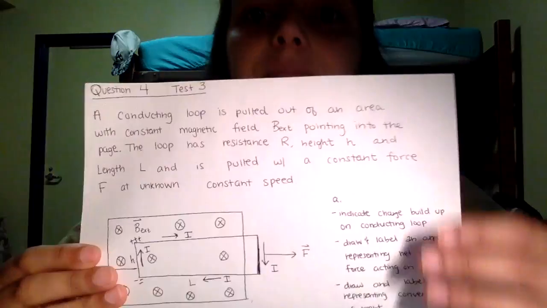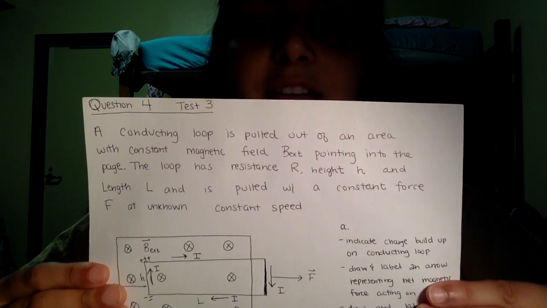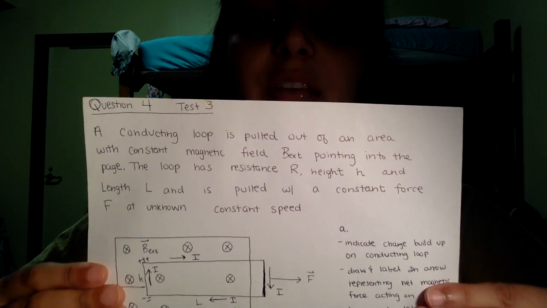I'll be doing the Test 3 wrapper for Physics 2212, and the question I'll be focusing on is question 4. The question asks that a conducting loop is pulled out of an area with a constant magnetic field, B external, pointing into the page.